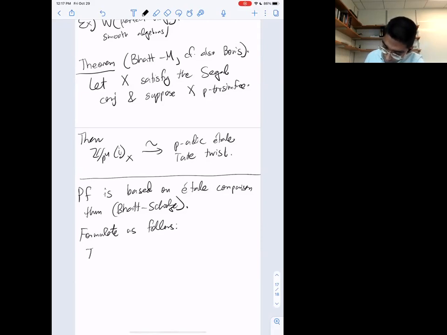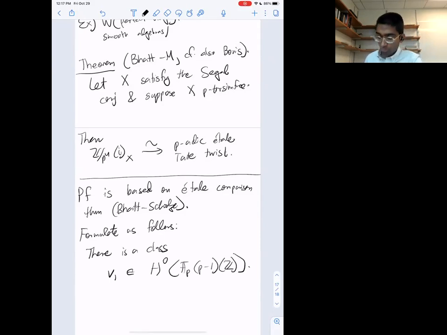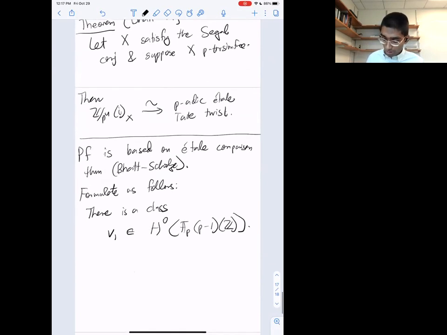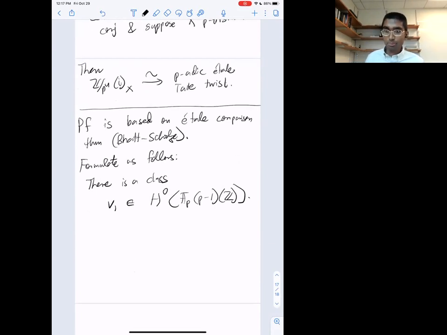So there's a class which I'm going to call v1, and it lives in H0 of Fp with weights p minus 1 of the integers. So if you evaluate this weight p minus 1 complex from the integers, there's a class that I'll call v1, defined after scalars. For example, you can construct this class using stable homotopy theory, but you can also say it algebraically.